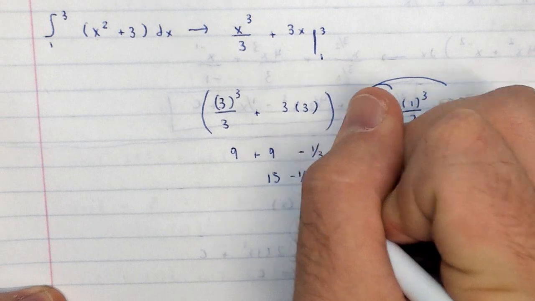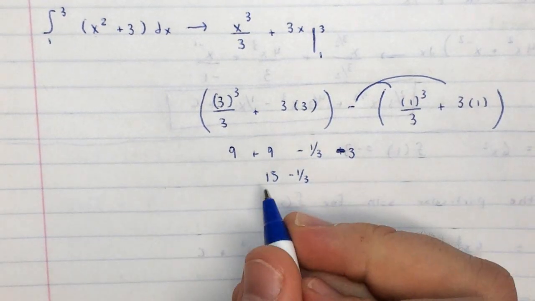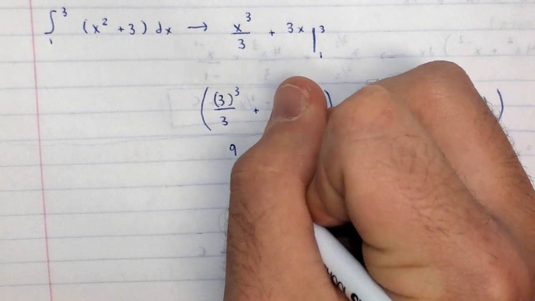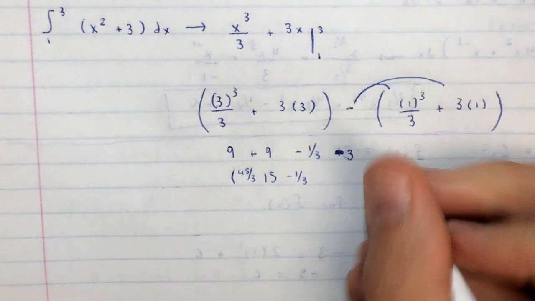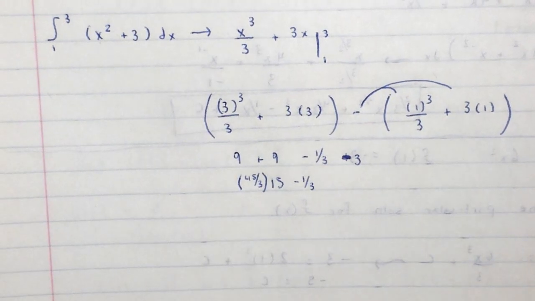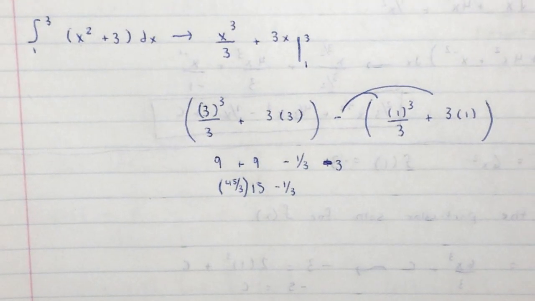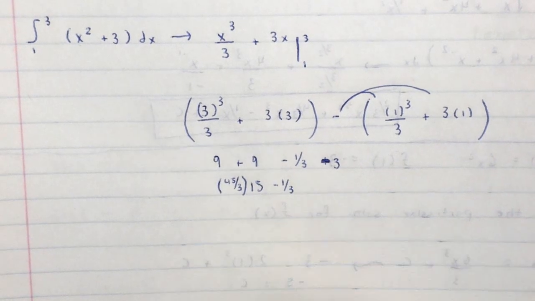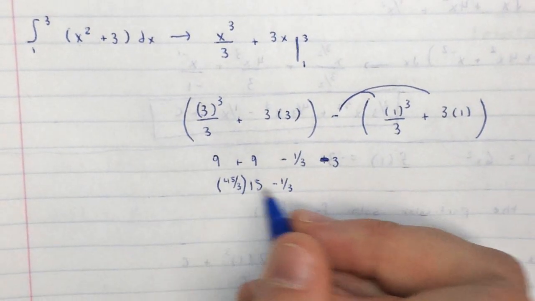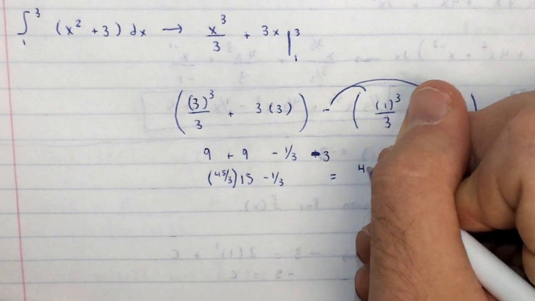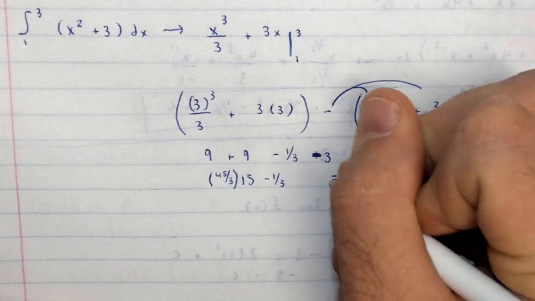15 minus 1/3. Well, I need 15 in terms of thirds. I believe that's going to be 45. 15 in terms of thirds is 45 over 3. So 45 over 3 minus 1 over 3 is going to be equal to 44 over 3.